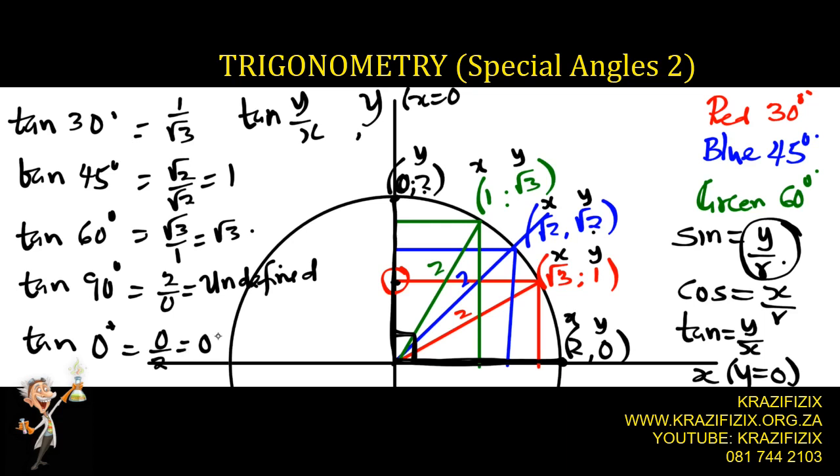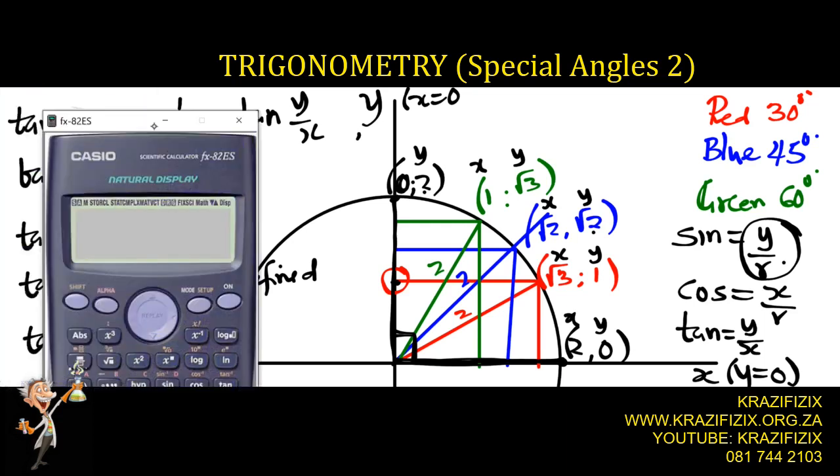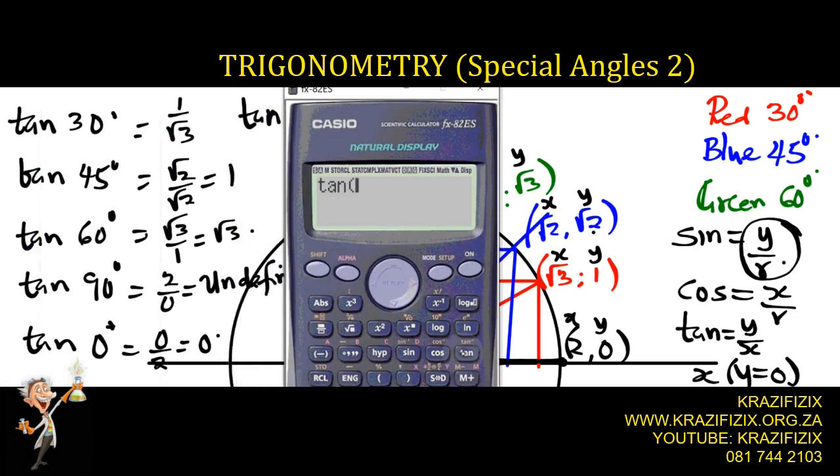Okay, let's go check on our calculator quickly. We're checking for tan 90. You see, it gives us an error, which means it's undefined. 2 divided by 0 is undefined. What about tan 0?